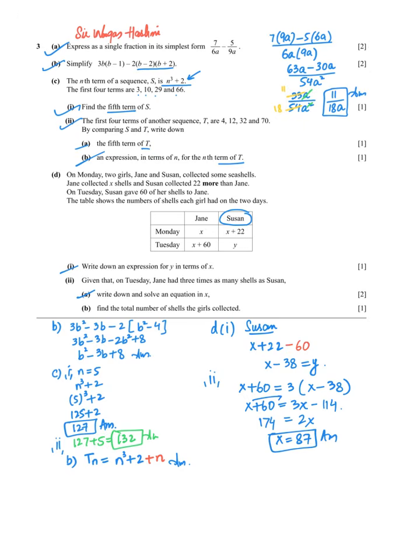Moving on to the next part B, it says find the total number of shells the girls collected. If you read the question carefully, on Monday they are collecting some shells, which is basically X plus X plus 22. You have the value of X, so it's 87 plus 87 plus 22, and it leads to 196, and that is your answer. Question number 4.